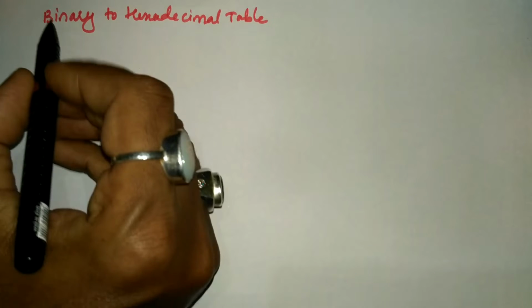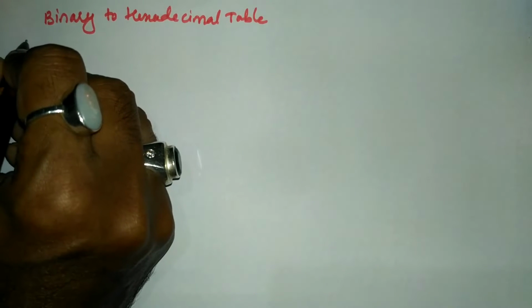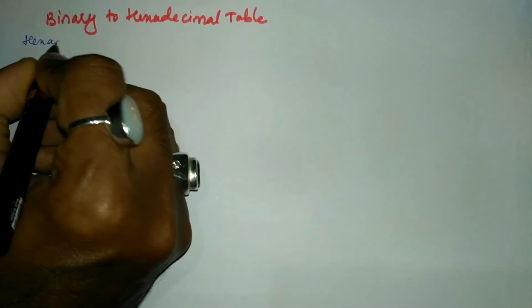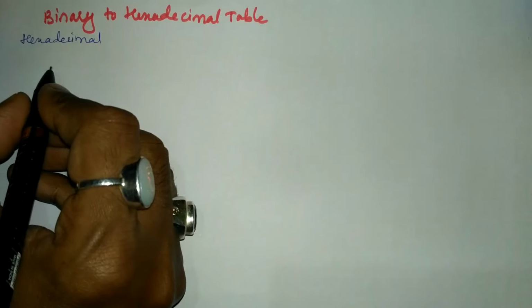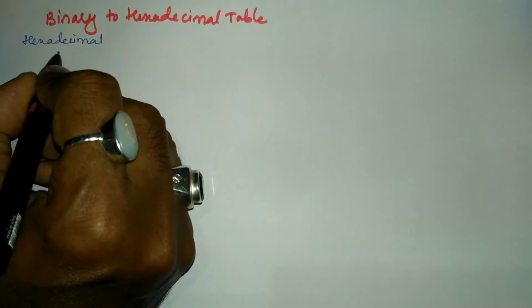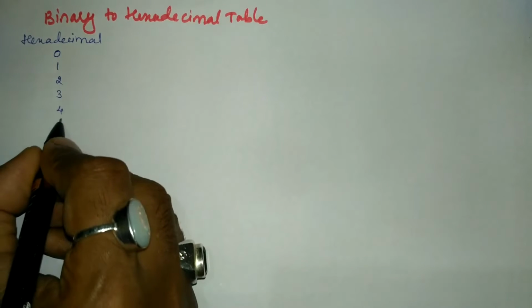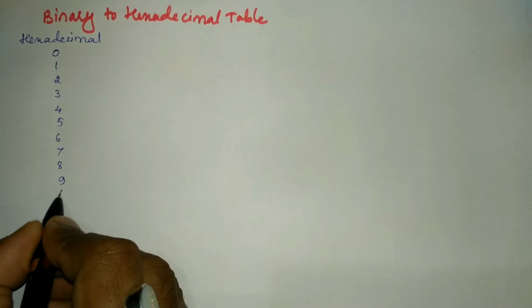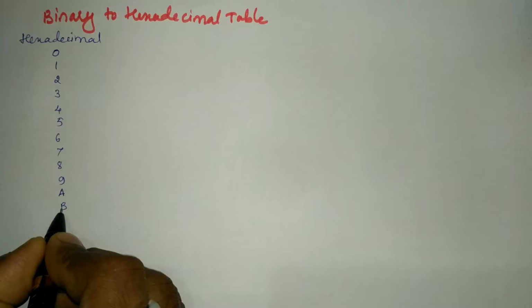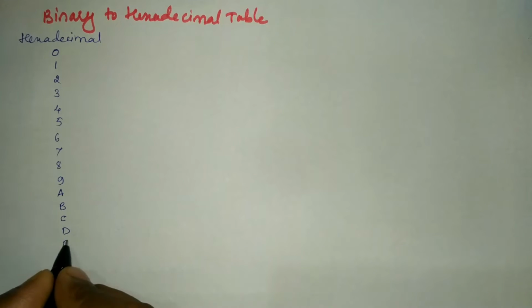In this video, we are going to create a binary to hexadecimal table. So let us first write the hexadecimal numbers. Hexa means 6, deci means 10, total 16 digits. So we will start from 0, 1, 2, 3, 4, 5, 6, 7, 8, 9, and 10 can be represented as capital letter A, 11 is B, 12 is C, 13 is D, 14 is E and 15 is F.